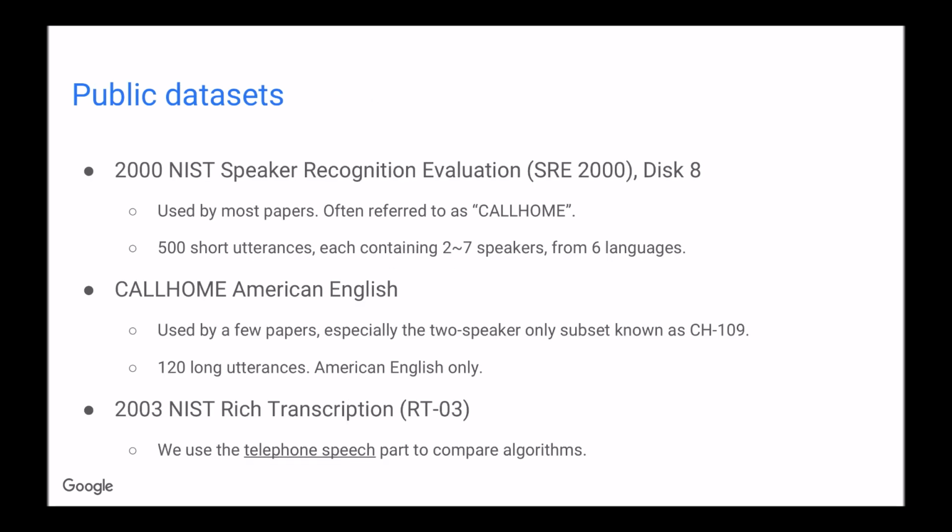We use 3 public datasets to evaluate our diarization system. The first one is the Disk 8 of the year 2000 NIST speaker recognition evaluation dataset. This dataset is usually referred to as CALLHOME by most papers. It contains 500 short utterances, and each utterance has about 2 to 7 speakers. These utterances are from 6 languages. And there is this CALLHOME American English dataset used by a few papers. Especially, some papers use the 2-speaker-only subset for evaluation, and this subset is known as CH109.